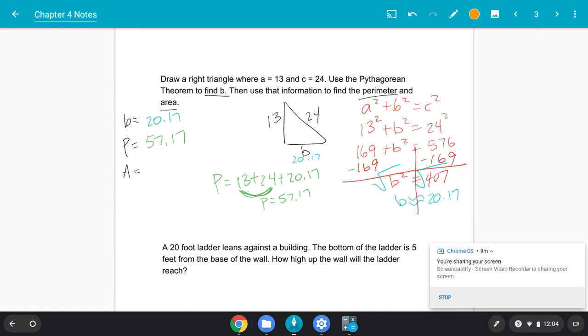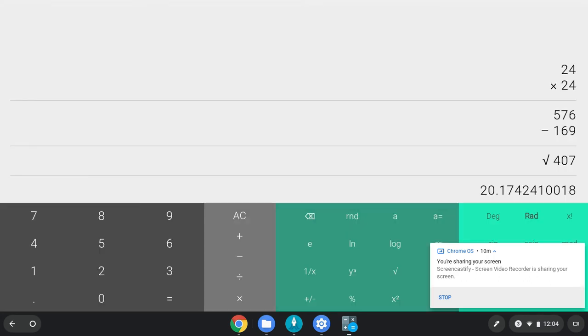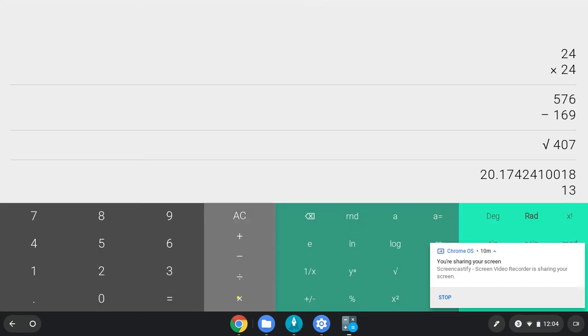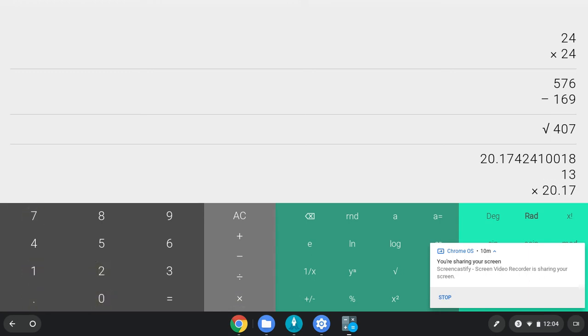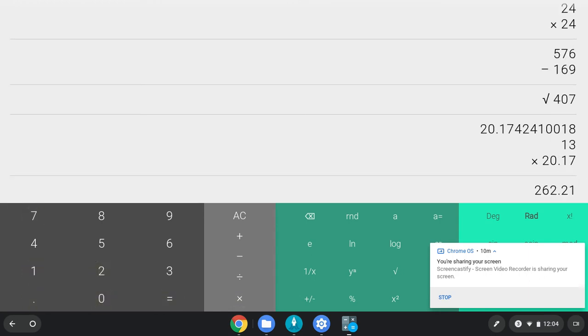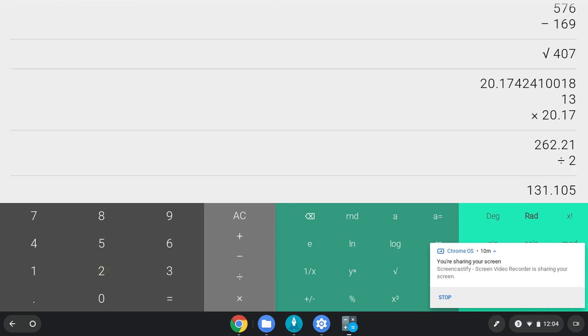And then last is our area. So area is base times height divided by 2. Base and the height are the two that make a 90-degree angle. So it'd be those. 13 times 20.17 cut in half. I got to do that on a calculator. Divided by 2. 131.105. So you see how that's a 5? That's going to make this 131.11.